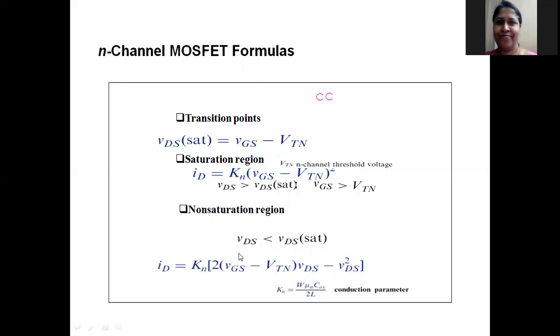Here they have taken 2 as common. Therefore, you don't have VDS square by 2 here. Since 2 is taken common, this is the expression where Kn is given by W mu n CGS divided by 2L. So there are different ways of representing IDS. We can represent using the process parameter K, using beta, using CGS and so on.